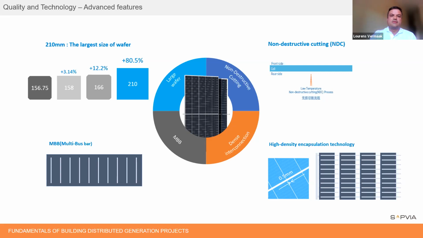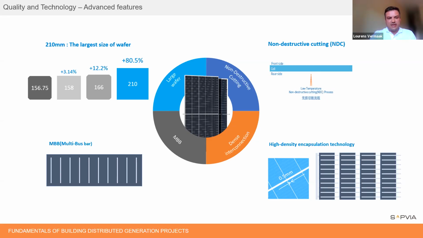There's also the non-destructive cutting technology that we've brought in. In the old days, we used to have high temperatures and a fast cutting method. We've now slowed it down. We've lowered the temperature and we've also lowered the speed at which the wafers are separated to create the solar cells. Basically this leaves you with a much smoother edge on a solar wafer or solar cell, which offers less microcracks at the end of the day.